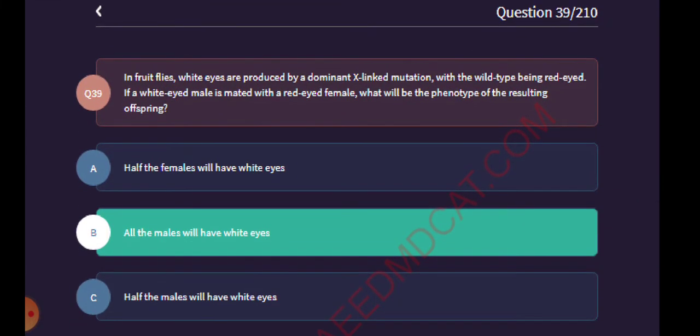In fruit flies, white eyes are produced by a dominant X-linked mutation, with the wild type being red eyed. If a white-eyed male is mated with a red-eyed female, what will be the phenotype of the resulting offspring? All the males will have white eyes.